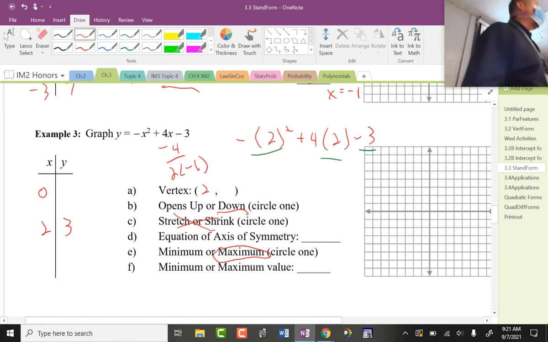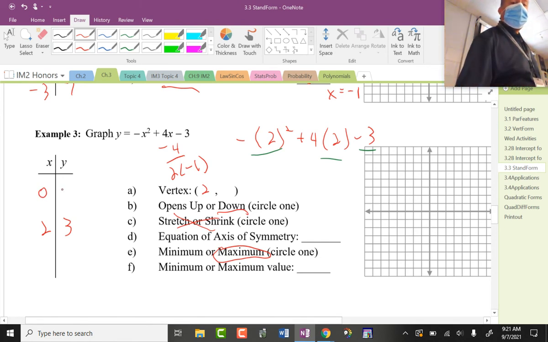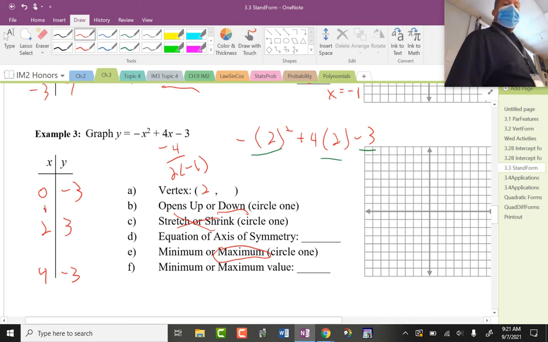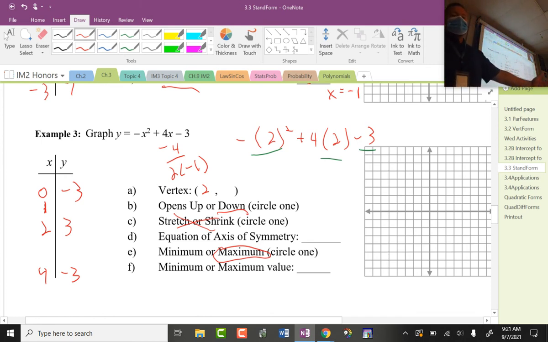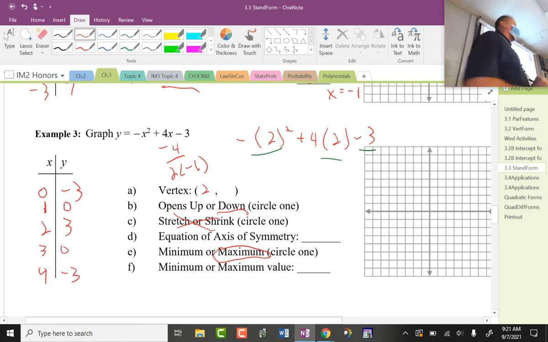0 comma -3. That's how fast it should be. By the way, I went 2 away, so 2 away the other direction should be 4 comma -3. All right, and then we'll plug in 1. Okay, then be careful. 1 squared is 1, but negative. Happy accident. -1 plus 4 minus 3 is 0. We accidentally, again, ended up with the x-intercepts. It was a happy accident.